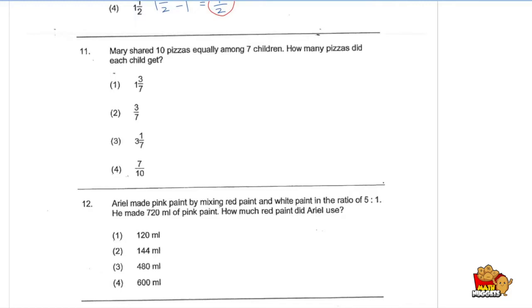Question 11. Mary shared 10 pizzas among 7 children. How many pizzas did each child get? So we will split the pizzas among 7 children. So 10 out of 7. And this is an improper fraction. We change it to a mixed number. This is 1 and 3/7.